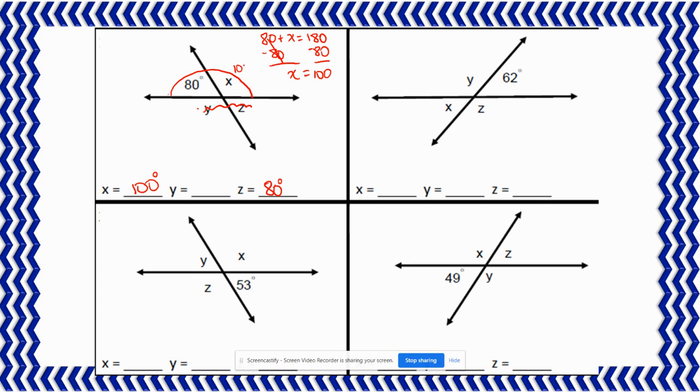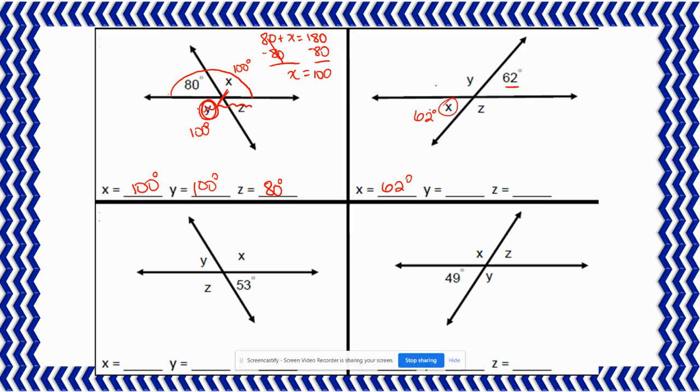Well, if I know that X is 100 degrees, then I can come down here and figure out that Y is also 100 degrees because they are vertical to each other, and vertical angles are always congruent. For this next one, I can see that this angle is 62 degrees, and it is opposite of angle X. That means that angle X is also 62 degrees.